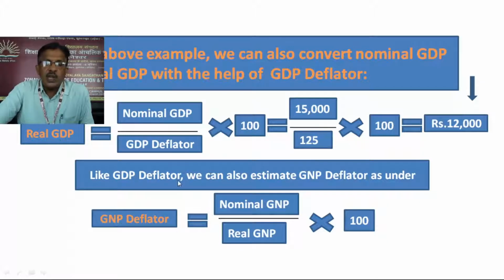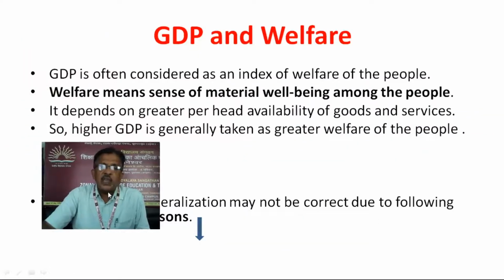Like GDP deflator, we can also estimate GNP deflator and other aggregates' deflators, that is NNP deflator or like that. So GNP deflator is equal to nominal GNP divided by real GNP, multiplied by 100. And the next concept is GDP and welfare.